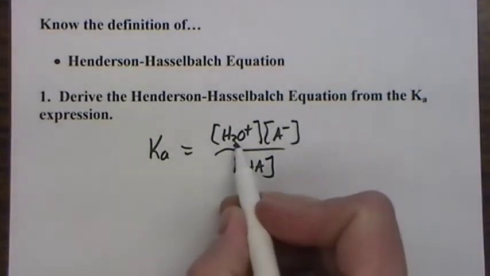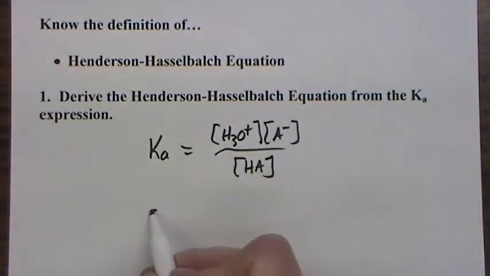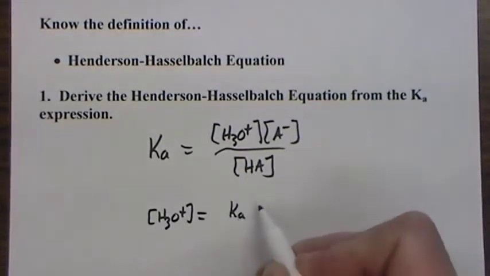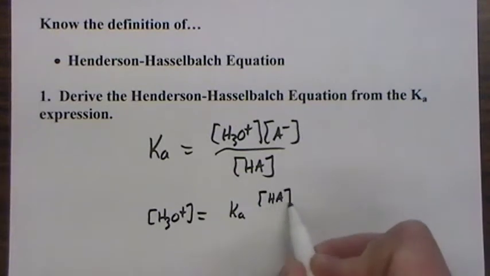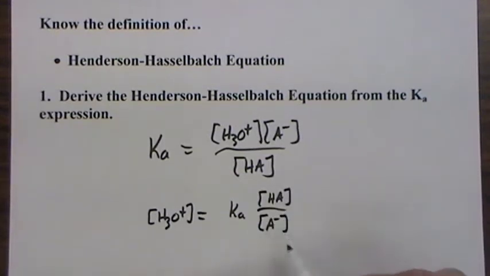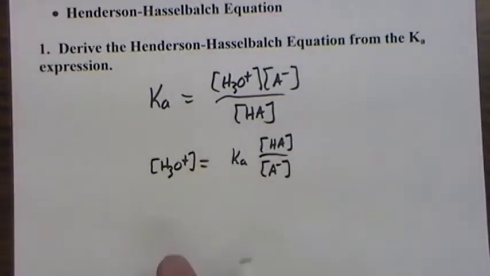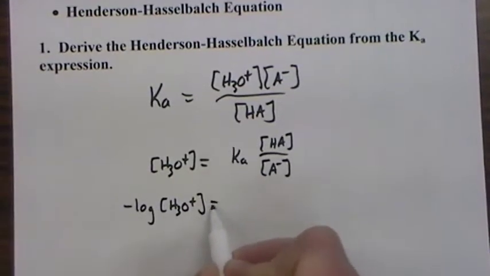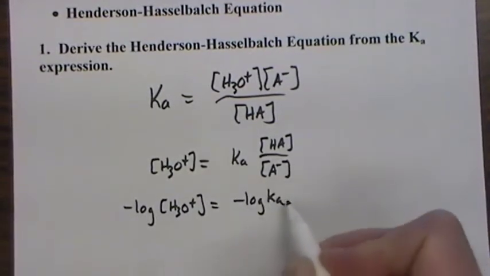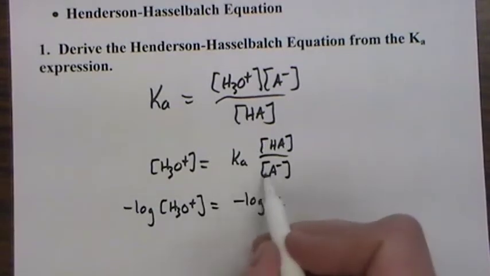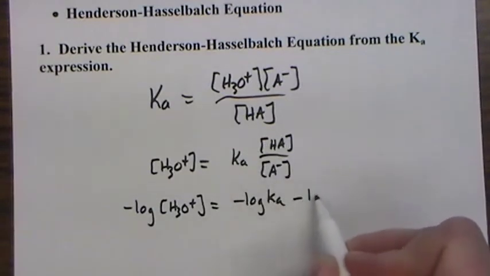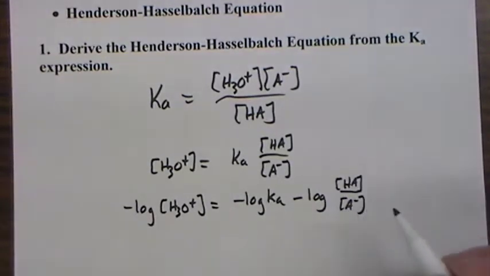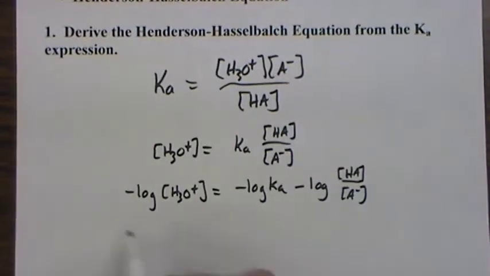So what we do is we want to solve for H3O+. We rearrange: H3O+ is equal to Ka times the concentration of HA over the concentration of A minus. Then if we take the negative log of both sides, remembering that logarithms have an unusual ability to break up a product into a sum like this. If this is something you don't remember, that's fine. I just want to show that it's nothing new.